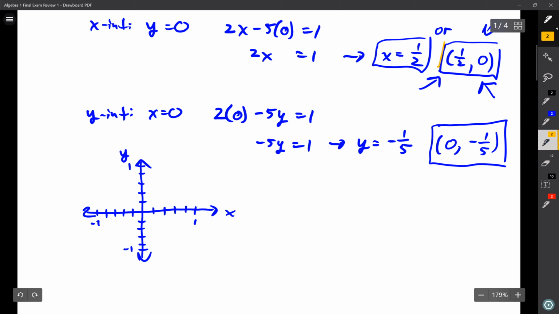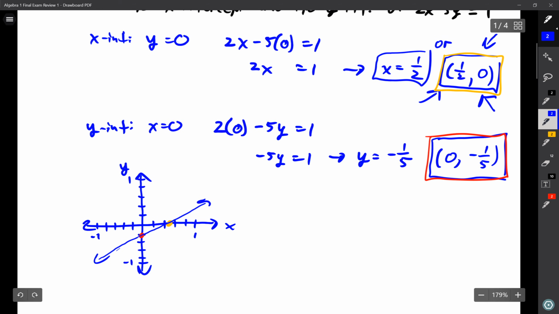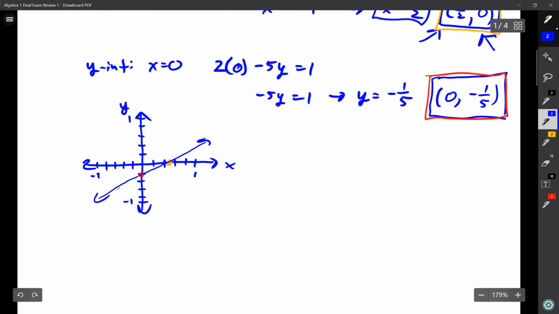So if I do this one in yellow now, 1/2 comma 0, that's going to be there. And we have the point 0 comma negative 1/5. 0 comma negative 1/5 is going to be there. And then you connect them to draw your line. Ooh, that's going to be way too curved. Connect them to draw our line. About like that. All right, so that's the intercepts and how to use the intercept for graphing a line.